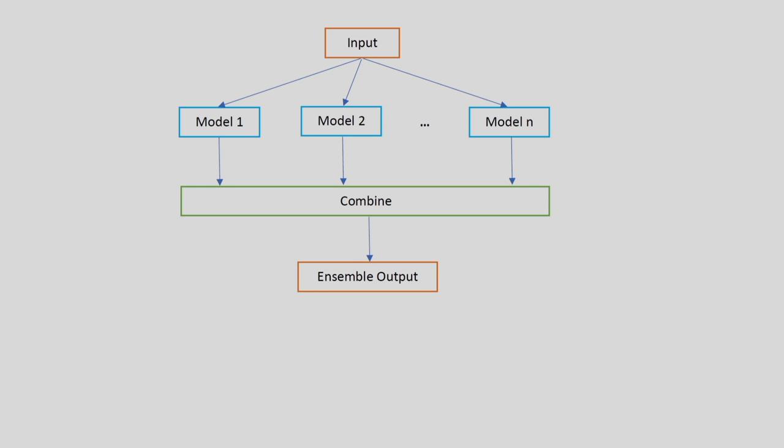Here I have shown one block diagram showing the concept of the ensemble classification. I have one input training data set, and I have the models, model 1, model 2, up to n number of models. These models are trained with the help of this common training data set, and the output of these classifiers are combined to get the final output, that is the ensemble output. So this is the fundamental concept of the ensemble classifier.